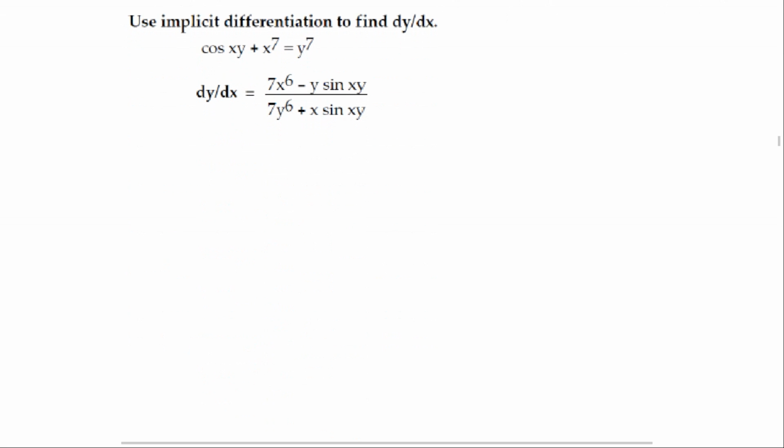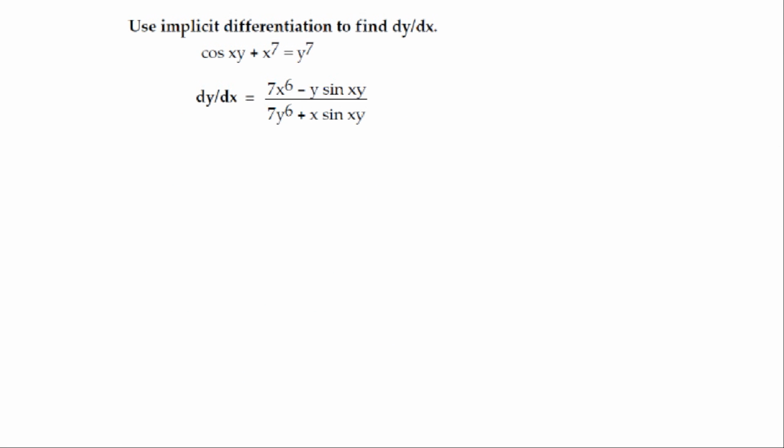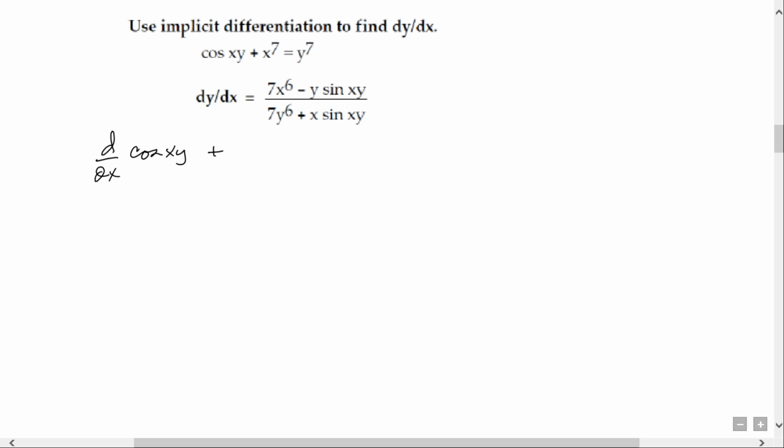Now you might pause the video and try to do this one by yourself, and then I will work it. Following the procedure, we take d dx of cosine of xy plus d dx of x to the 7th equal d dx of y to the 7th.